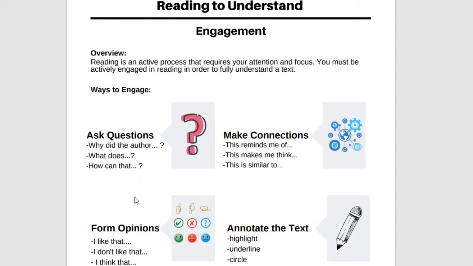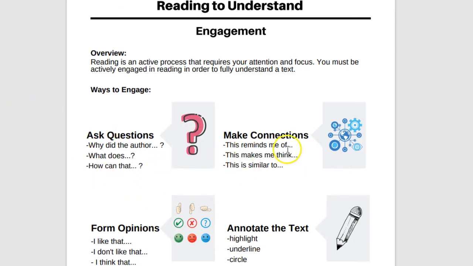Remember, anything that makes reading more active than passive is helpful. You must actively engage to fully understand, okay? So what you're going to do is you're going to write down questions while you read. Why? Why did the author say this? What does this mean? How can that dictate the conclusion? Okay, you're going to ask questions while you read. You can actually just write the questions here in the side.